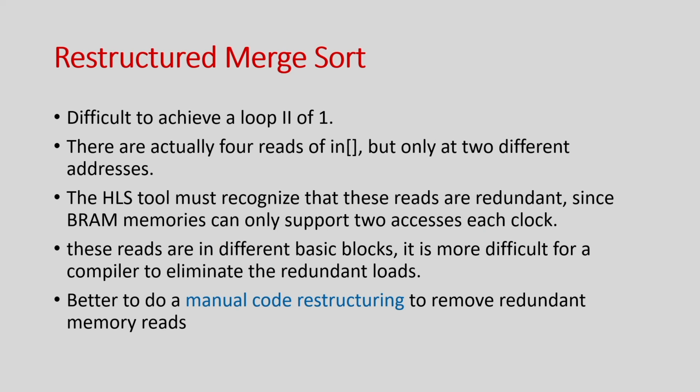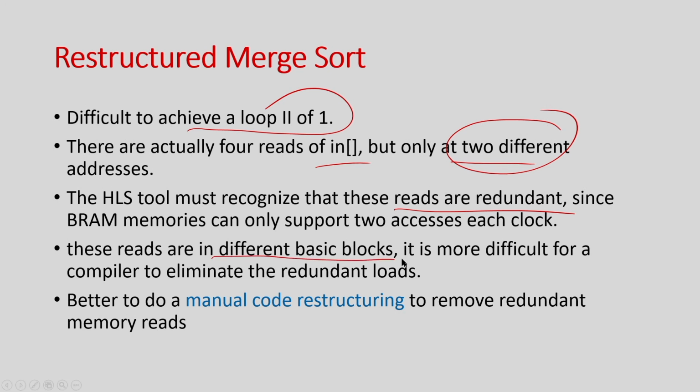Okay. So, as I told you, it is very difficult to achieve initiation interval 1 for this example, because of this memory read. As I mentioned, this happens 4 times, but there are 2 different addresses. So, the tool may not be able to understand that these reads are redundant, because they are actually happening in different basic blocks, and so it is very difficult for the tool to identify they are the same read. So, we should do some manual code restructuring here to achieve that.